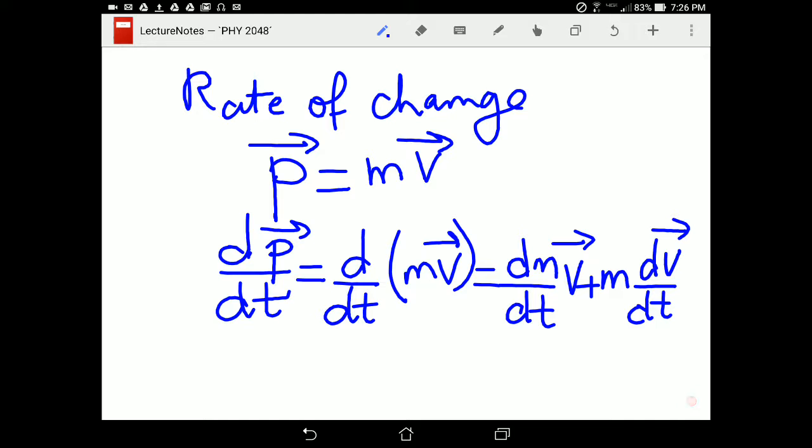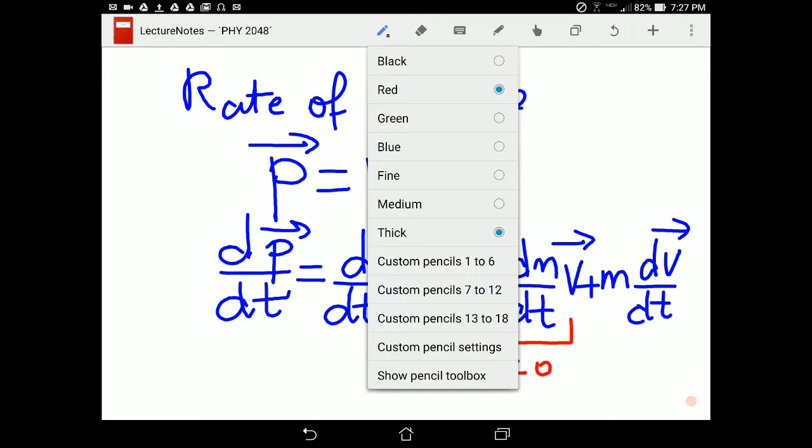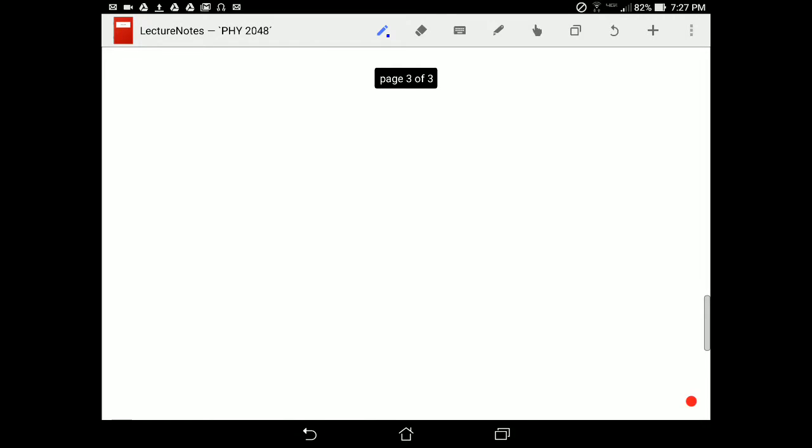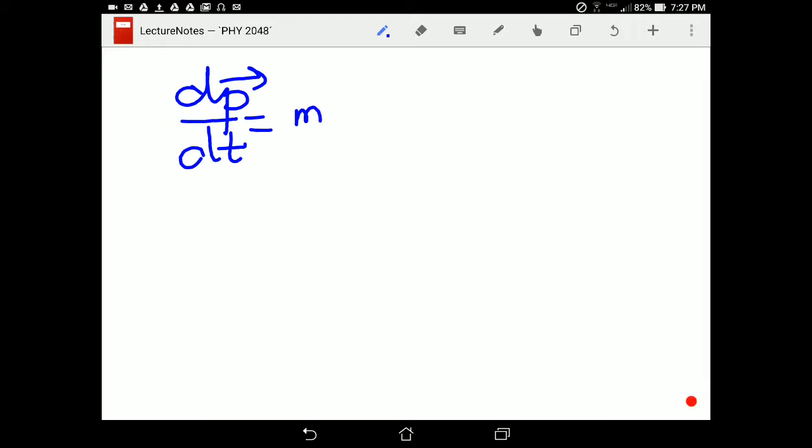Now we are going to be interested here in cases where the mass will remain constant, and so we will consider this to be equal to zero. It's not always true, but we are going to simplify our discussion here by focusing only on cases where the mass is constant. So what's left when we do this is that the rate of change of momentum, the dp over dt, is going to be equal to the mass times the derivative of the velocity with respect to time.